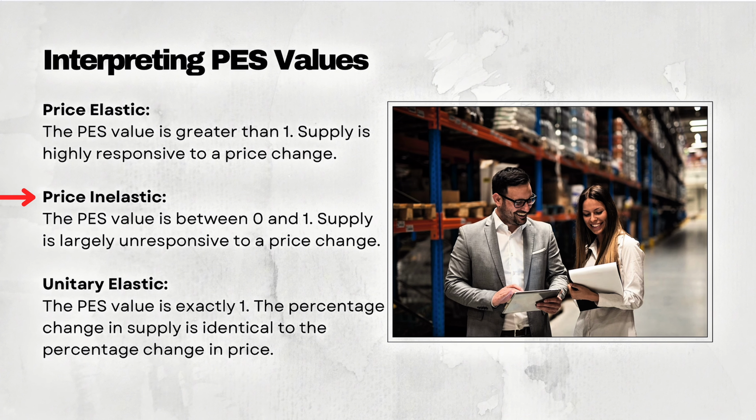In the case of price inelastic supply, this is a value between 0 and 1, and supply is largely unresponsive to the change in price. Some examples include unique works of art, rare collectibles, and specialized natural resources. In the case for unitary elastic, this is when the PES value is exactly 1. This means that the percentage change in supply is exactly the same or identical to the percentage change in price.